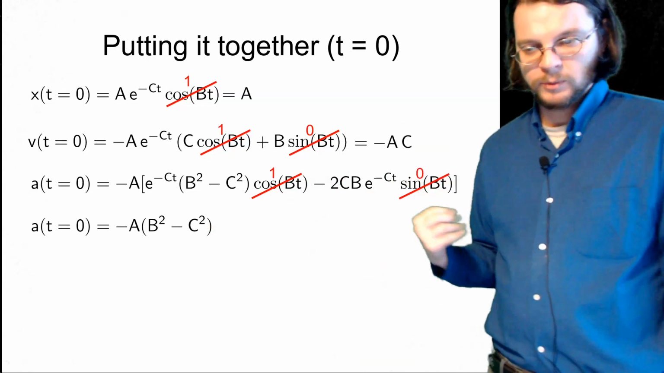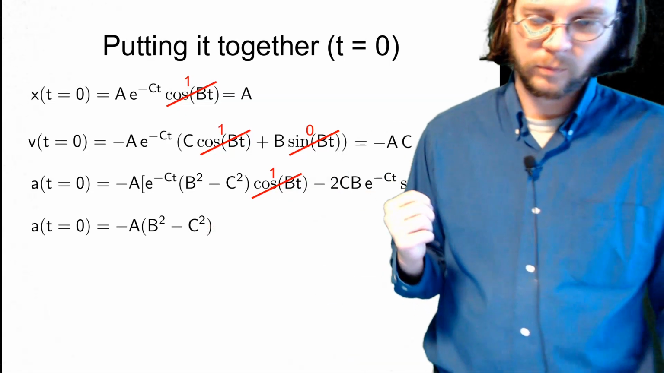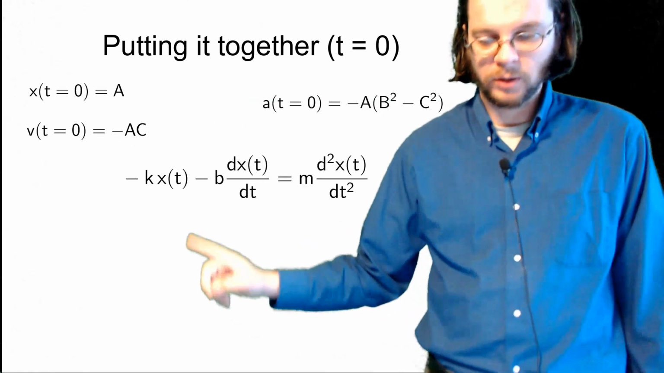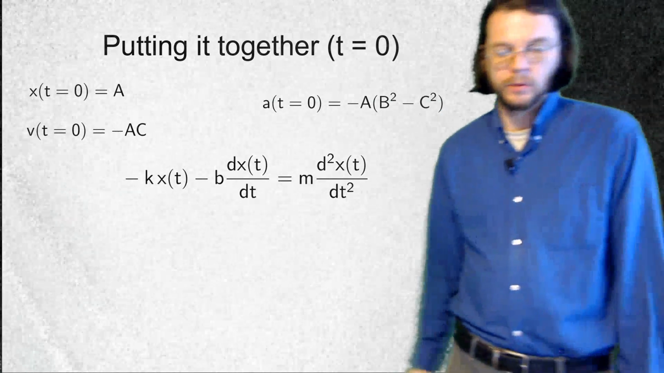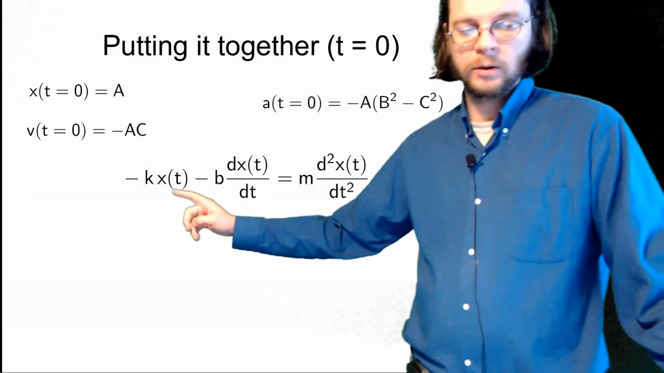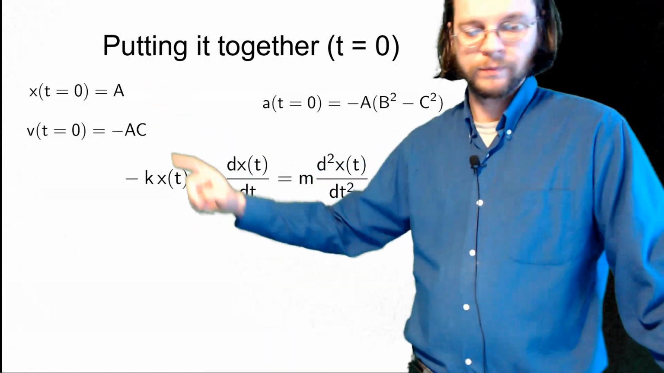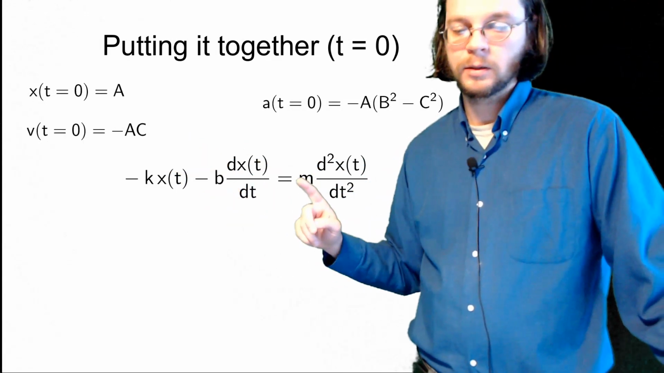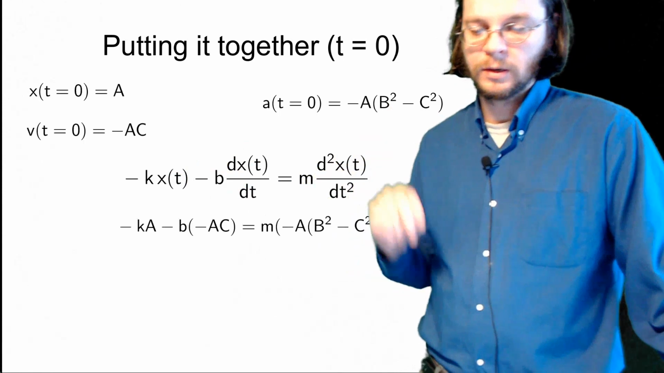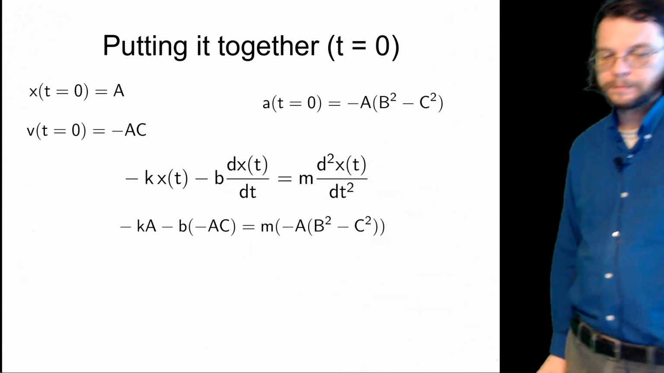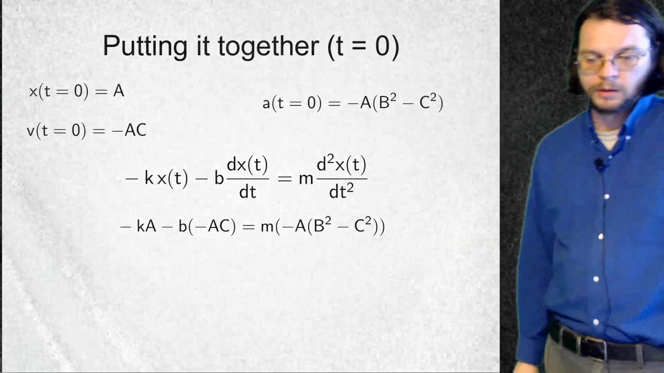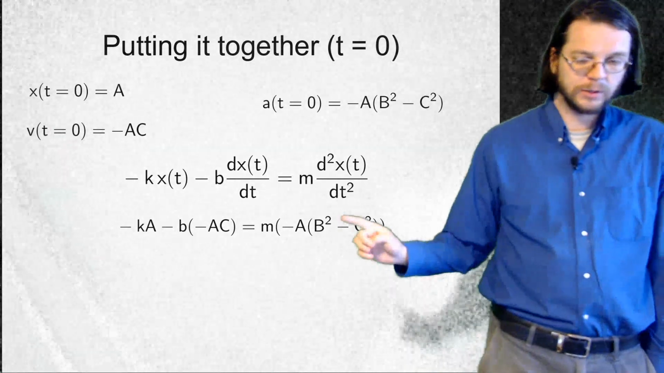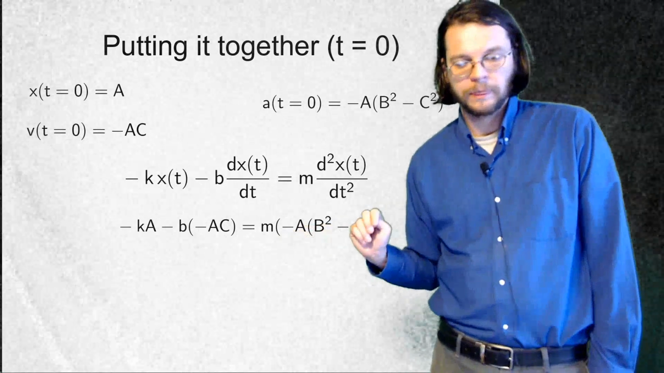And now, we can go back to the equation that we're trying to solve, putting it all together, right? So this one. And so when we stick that in here, well, at t equals 0, x is equal to a, right? At t equals 0, the velocity equals minus ac, and at t equals 0, the acceleration equals this. So we can stick that all into there, and then try to see if we can make headway here. There's not a ton we can do with this equation just yet. This is going to be very useful later.